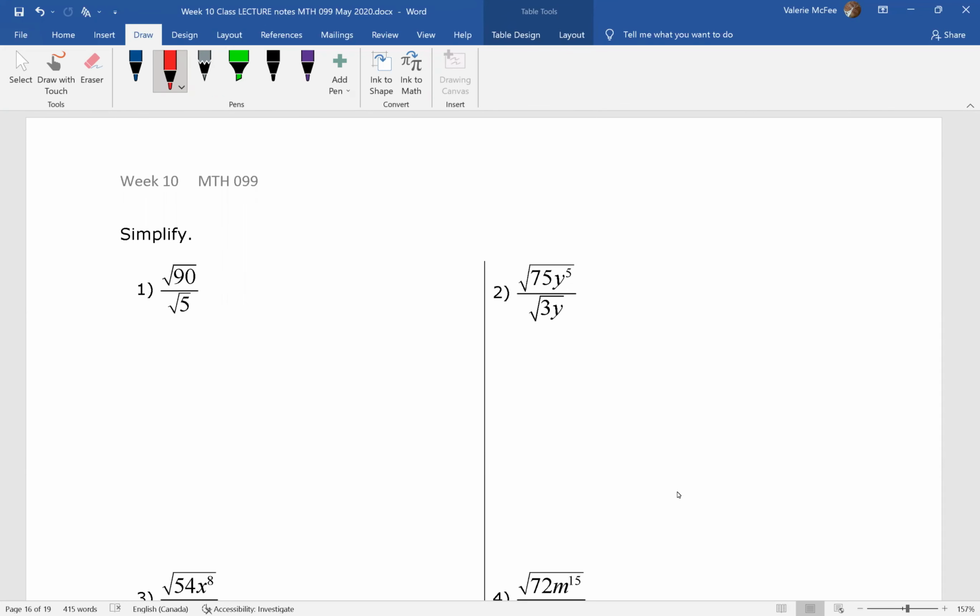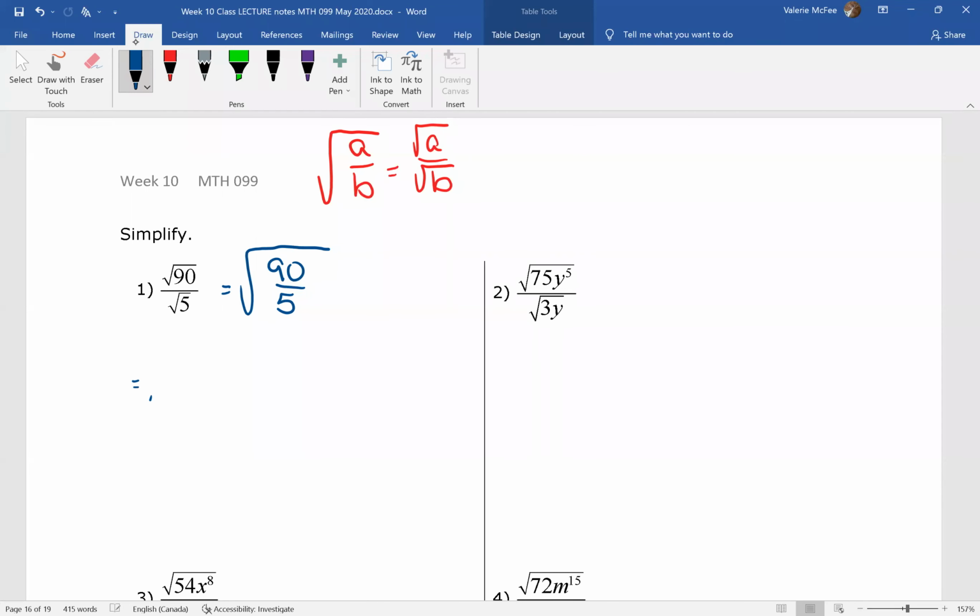Lectures ago, we talked about the quotient property for radicals, where we said if you had a single radical, it could be written as the root of A over the root of B. Sometimes, like in the cases shown here, it's actually easier to leave it as a single radical, because if I look at 90, I can see that 5 is a factor of 90. So we can go ahead and prime factor 90.